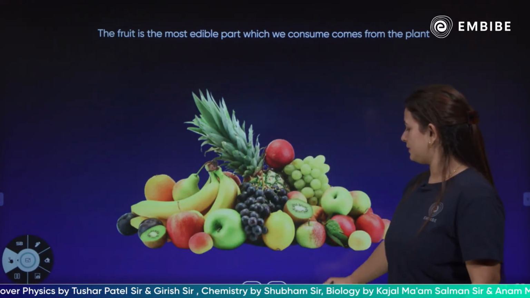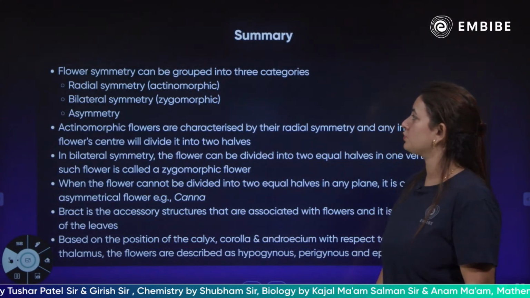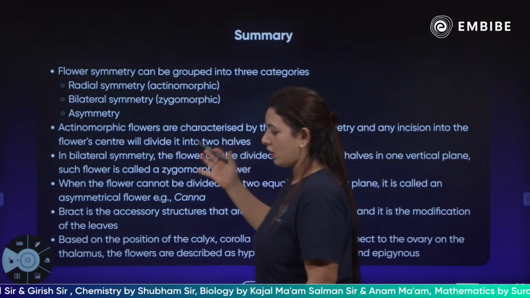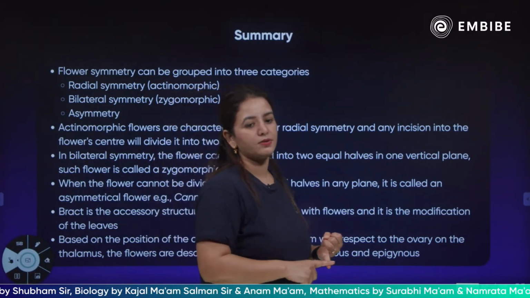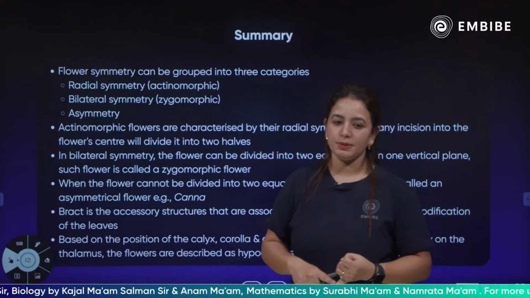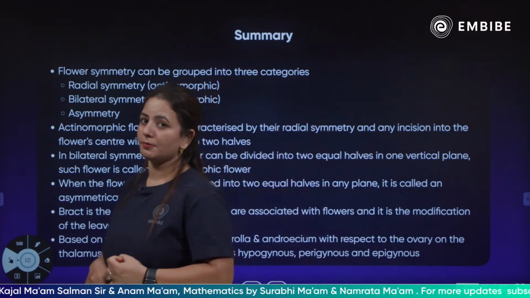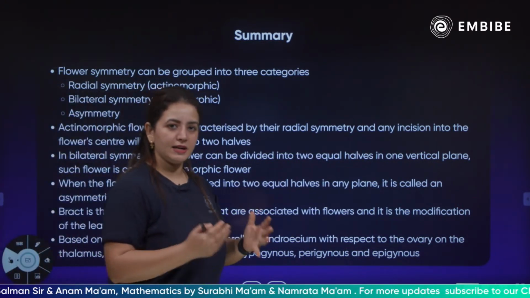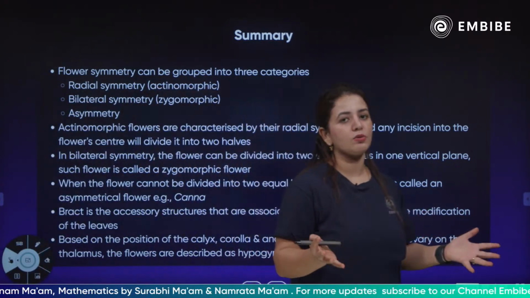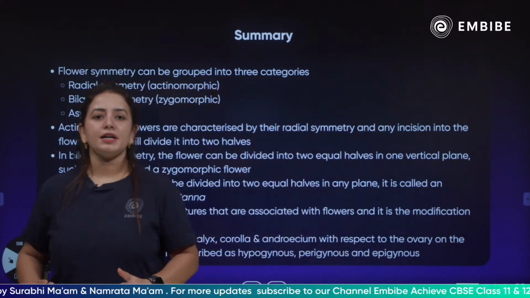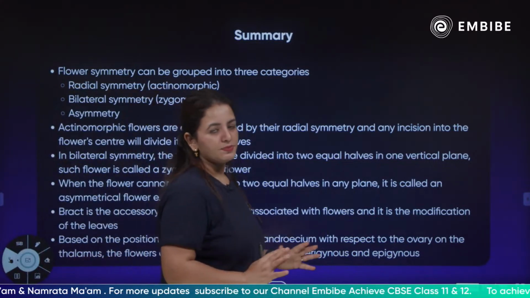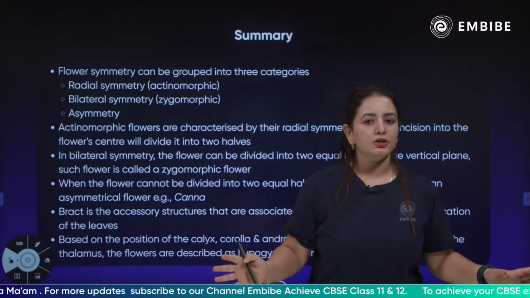Before we go children, before we end this session, this is a summary of all we have studied through the session. We have studied radial symmetry, bilateral symmetry, asymmetry. We know what actinomorphic is, we know what bilateral is. Actinomorphic can be cut through any radial plane into equal halves. Bilateral only through one single plane. Asymmetrical cannot be cut through any plane.